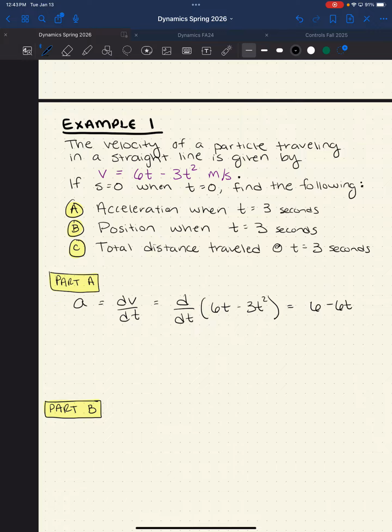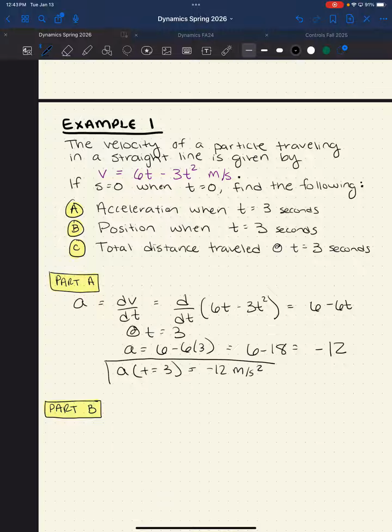Now what? I want to know specifically at 3 seconds. What do I do? Plug in 3, yeah. Okay, plug in 3. At t equals 3, we get acceleration equals 6 minus 6 times 3, which is 6 minus 18 equals what? Minus 12, good. So acceleration for t equals 3 is minus 12 meters per second squared.